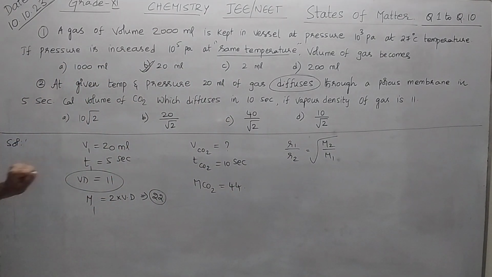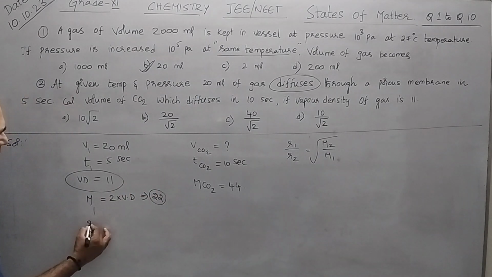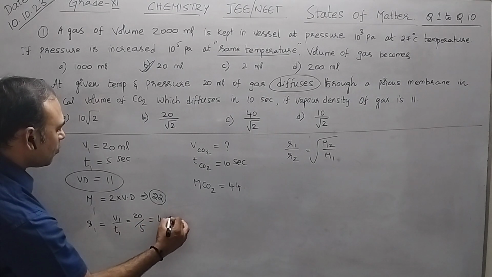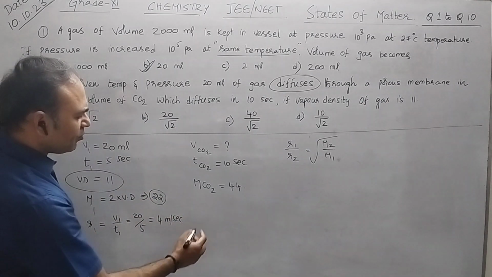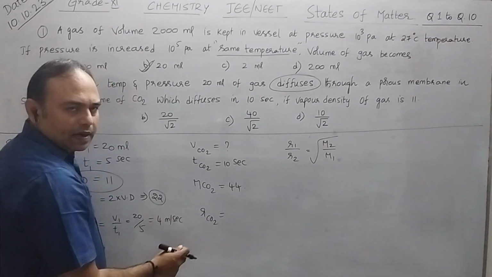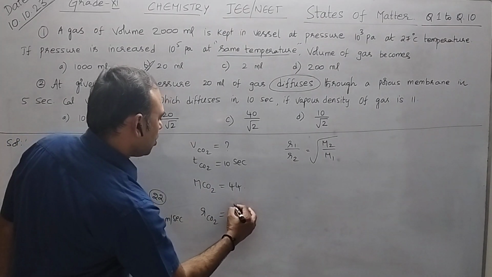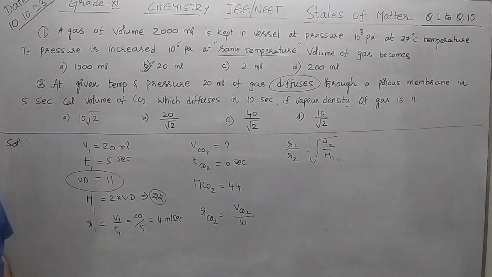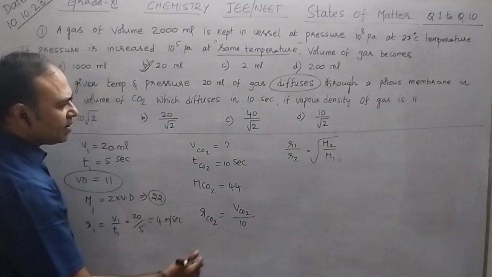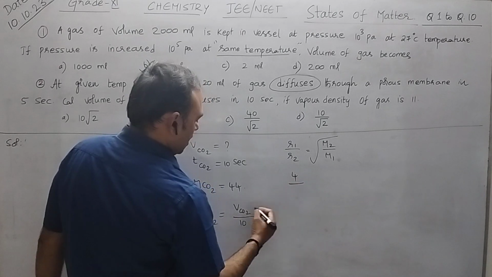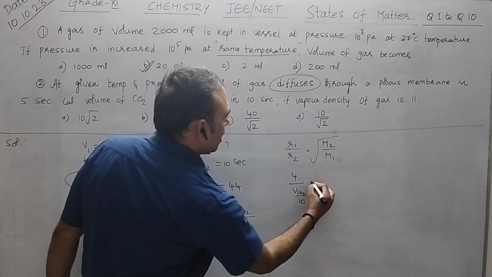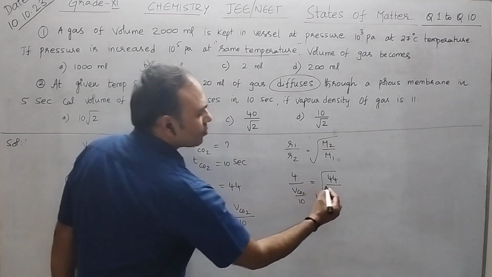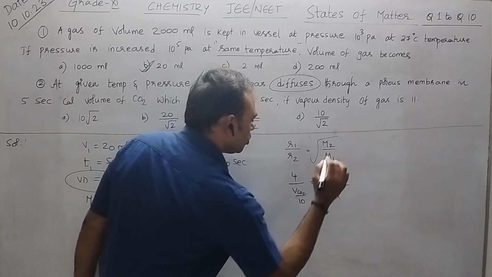Rate is nothing but the volume divided by time. So how to do that? Let us calculate here. R1 is V1 by T1, 20 by 5. You get 4 meter per second. Second one, the rate of diffusion of carbon dioxide is equal to, we need to find out V divided by time, which is 10. Hope you have understood this. Now substitute this in this equation. What we get? R1 is 4 divided by volume of CO2 by 10 is equal to root of molecular mass of CO2, that is M2 is nothing but 44, M1 is 22. So root 2 here you will get.